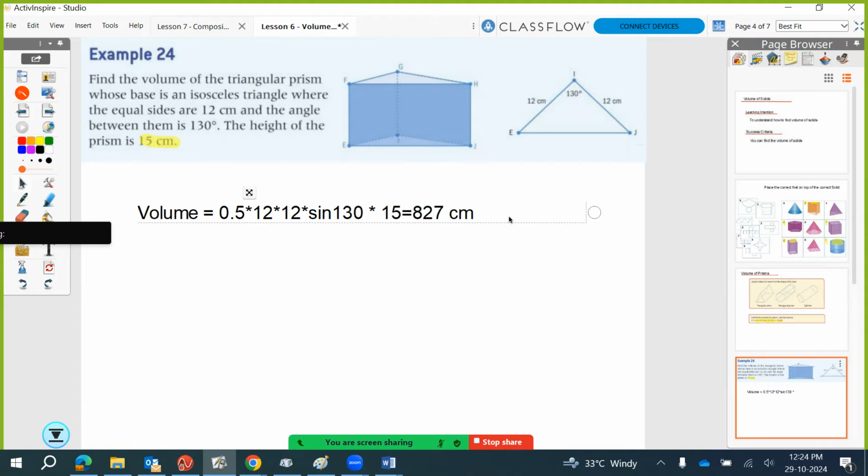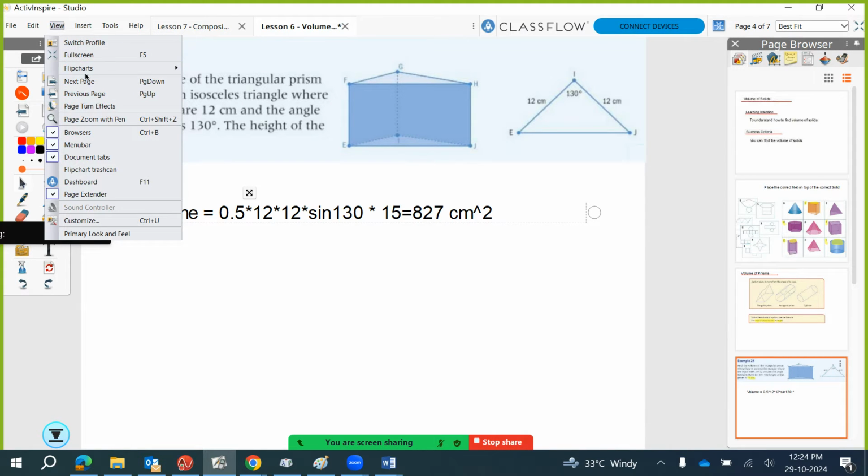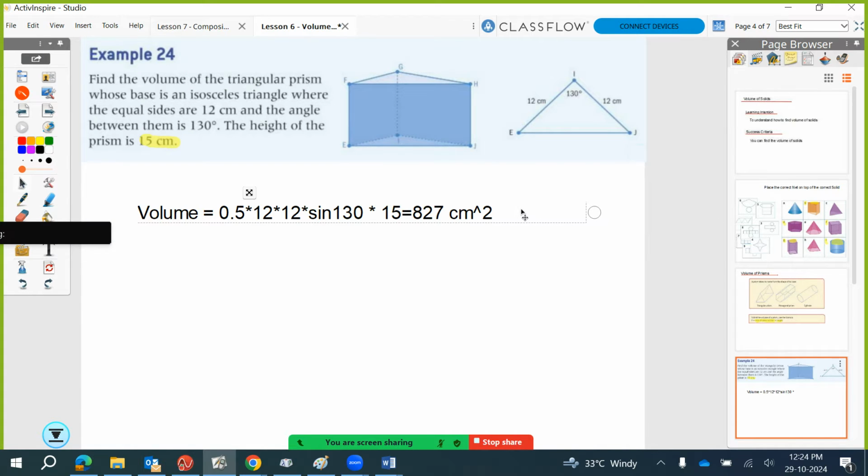That would be centimeters squared. I can't put the squared in. Where is my little toolbar? Oh, because I'm a fool. Of course it's cubed. Centimeters cubed.